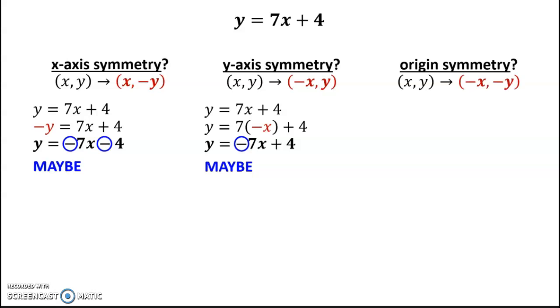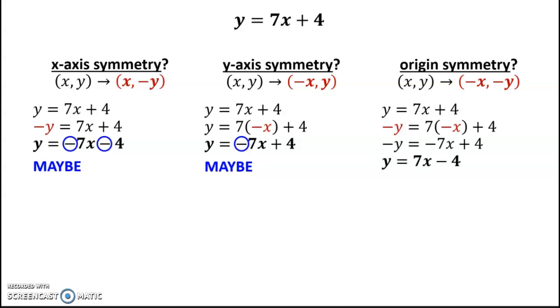Lastly, for origin symmetry, here we're going to replace both the x and y with a negative x and a negative y. Here's my original and the replacement. Messing around with it a little bit, manipulating it, I plugged in my negative x, and then I can multiply the whole thing through by a -1 to get the y to be positive. And this is a maybe also because we did not get the original back because this is a -4 and the original is a +4.